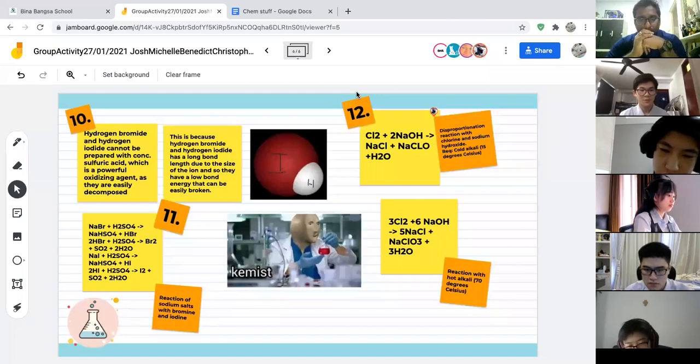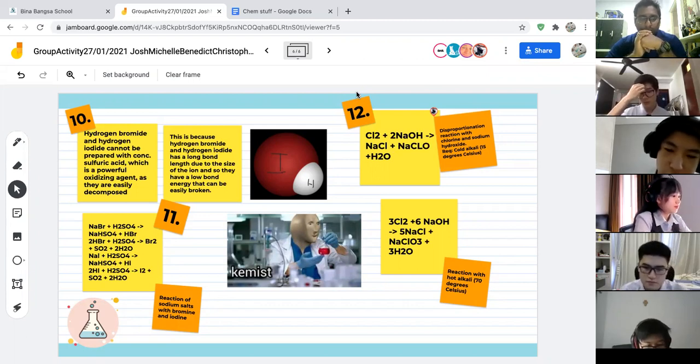As you can see in the picture, as the atom is large, there's a long distance between the two nuclei, and that's why the bond length is larger. And you can see the reaction for the sodium salts with bromine and iodide.